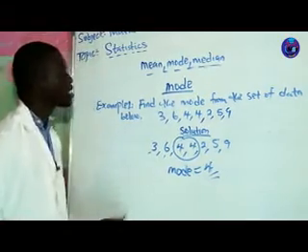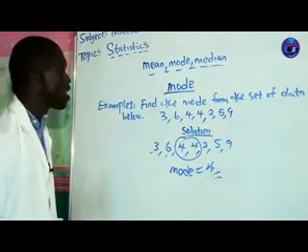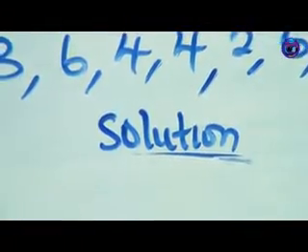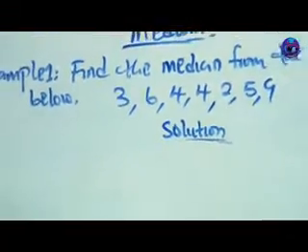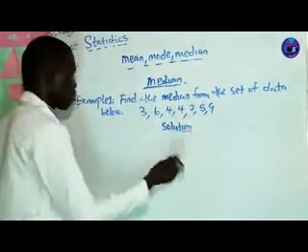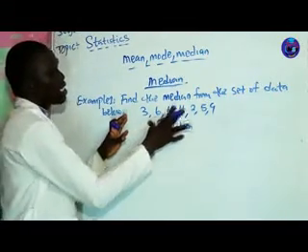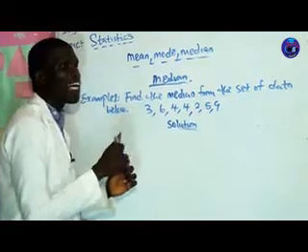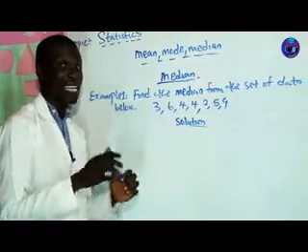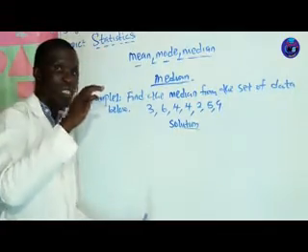Now let's look at the last part, which is median. Median. How can we find median of a number? Okay. Now the example is: find the median from the set of data below. We have 3, 1, 2, 3, 4, 5, 6, 7. What are we going to do? You are going to rearrange this set of data or numbers either in ascending order or descending order. What do I mean by ascending and descending? From the lowest to the highest, or from the highest to the lowest.